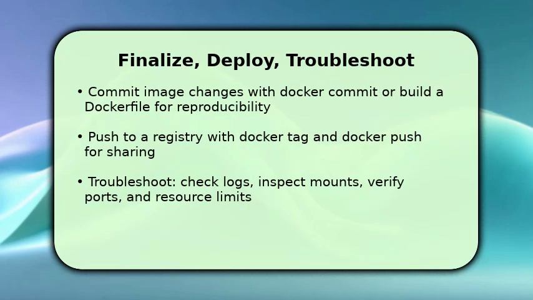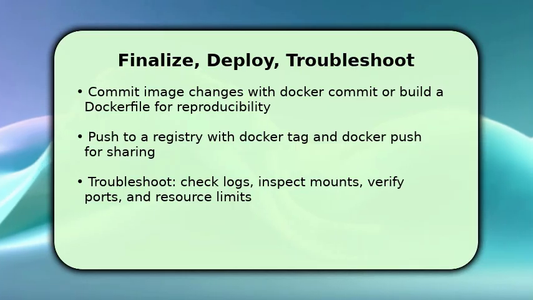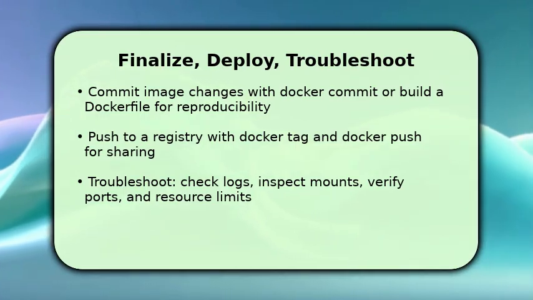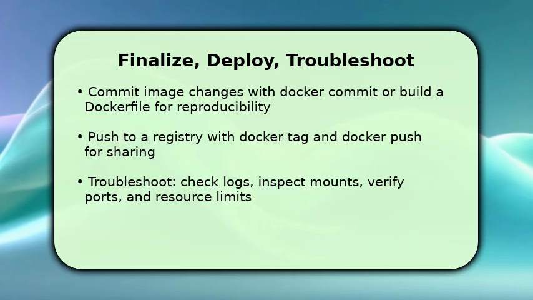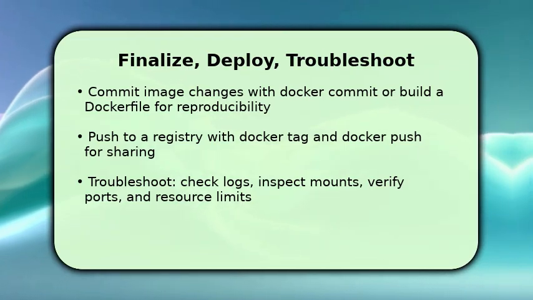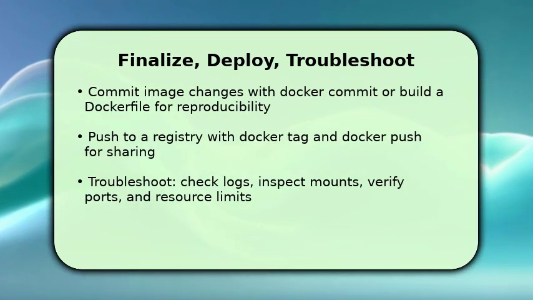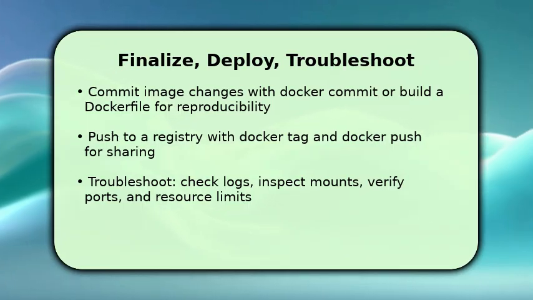You finish by capturing your working container state. Either commit changes for a quick snapshot or create a Dockerfile to reproduce builds consistently. Reproducibility saves time later. Then tag and push your image to a registry if you want deployment or collaboration.